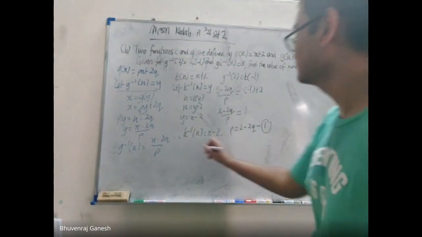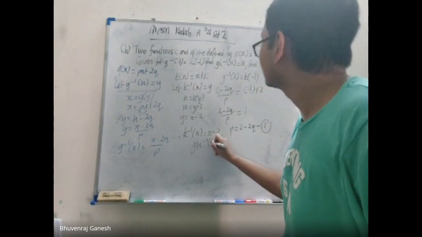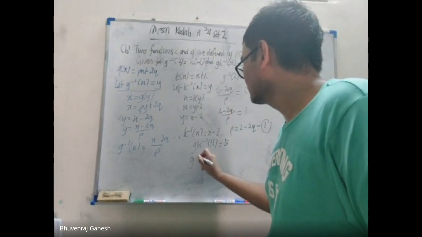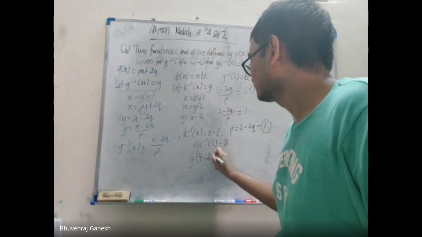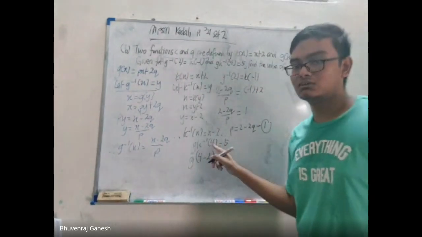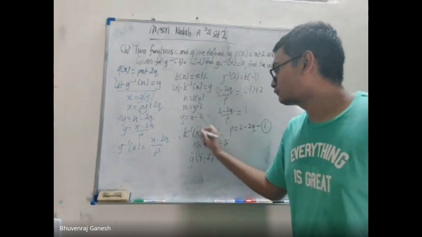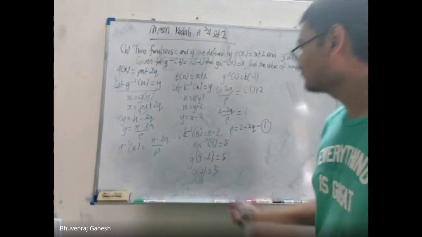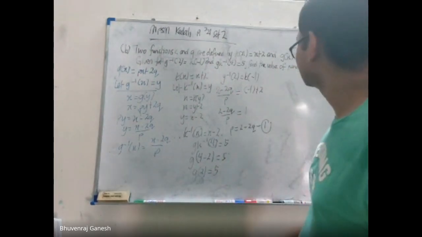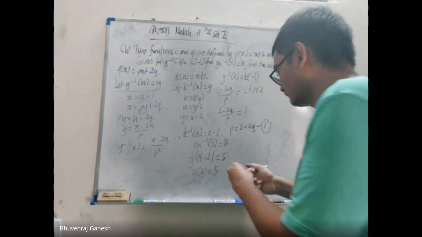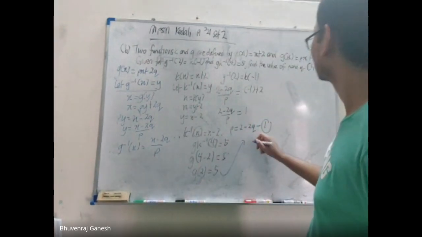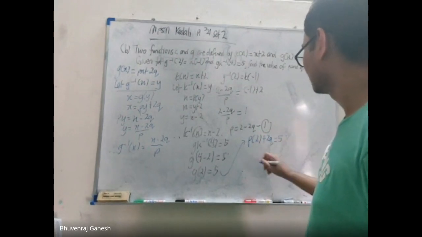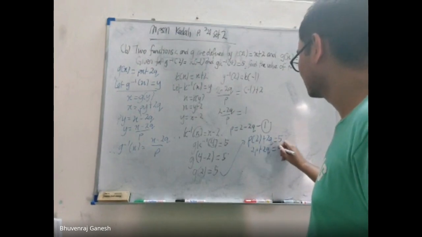So next info is g k inverse(4) is 5. So your k inverse is x minus 2. So you put g bracket 4 minus 2. Because you can already substitute your k inverse x as 4. So you will get 4 minus 2, which is this one. So you'll get g(2) is 5. And you have your g function already here. So you say x is 2, you will get p times 2 plus 2q is 5. So 2p plus 2q is 5. So this is your equation 2.